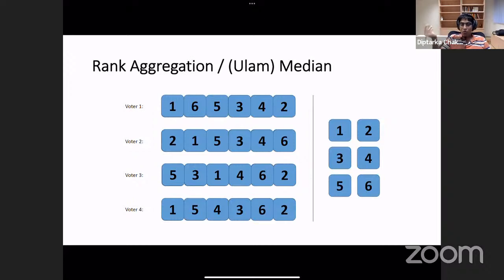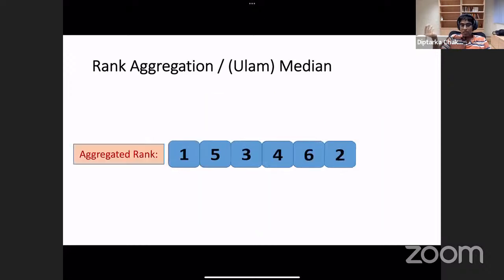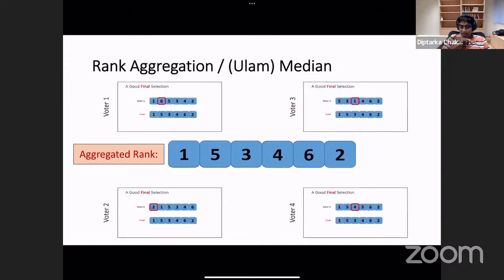Now the problem here is that all those voters give their own ranking preferences, and you have to aggregate them so that it will minimize the sum of distances to all these voters' preferences. So for example, suppose I aggregate all the rankings and I get this particular ranking. Now you can see that this ranking is of distance 2 from each of the voter rankings.